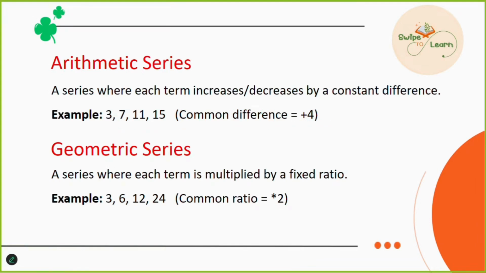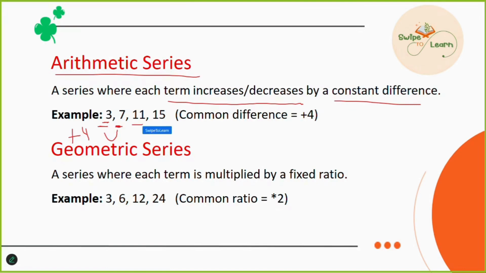The very first one is the arithmetic series, which is an easy one. An arithmetic series is a series where each term is increased or decreased by a constant difference. Suppose you have the number 3 and the next number is 7. What is the difference between 3 and 7? It's 4, a positive 4. That means from 3 we increase by 4 to get 7.